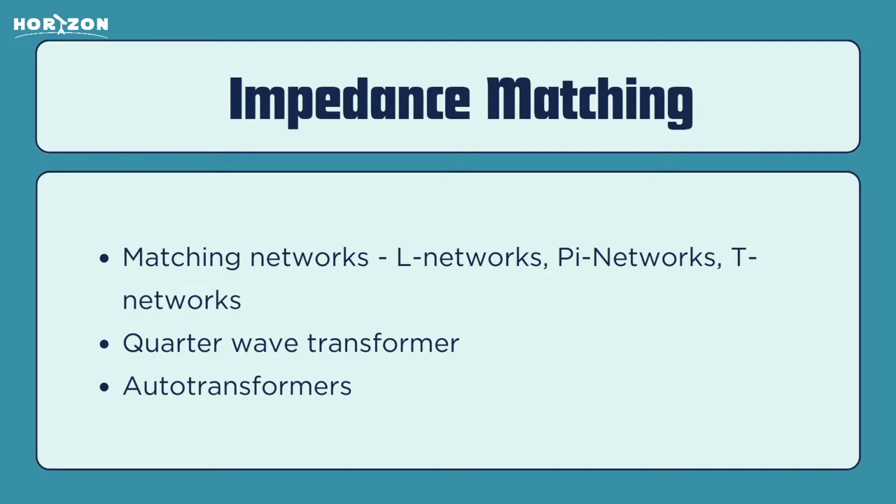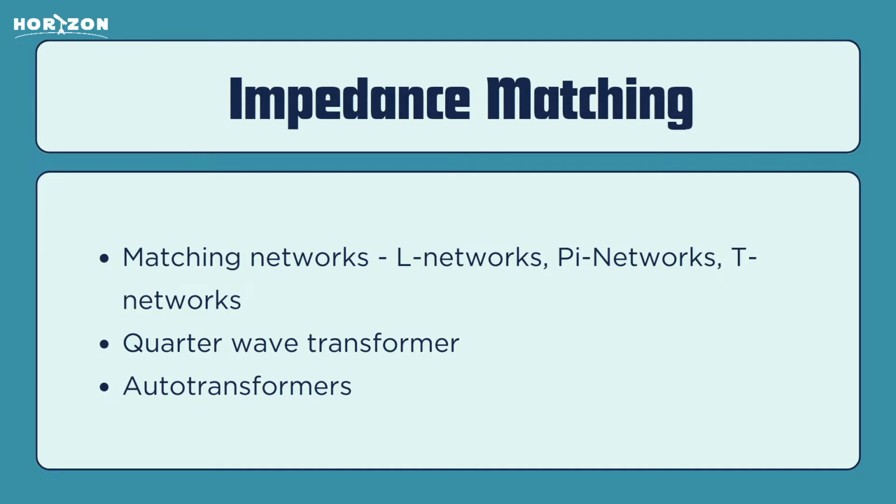And these three are common methods used for impedance matching. So matching networks involves using inductive and capacitive elements to match the impedance of the antenna and the transmission line.